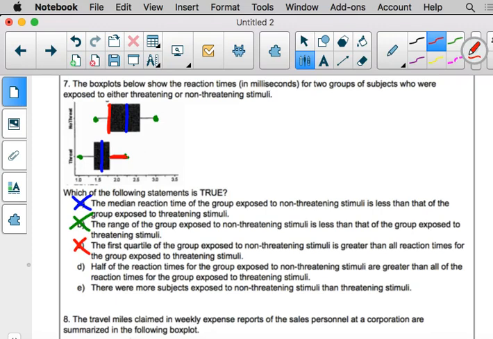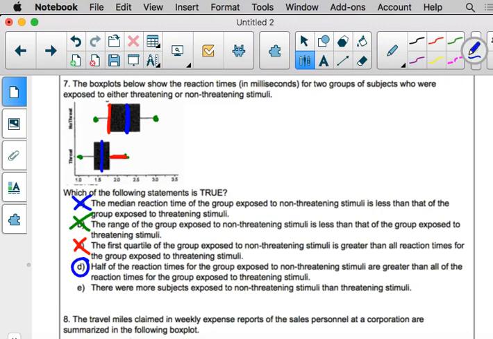Half of the reaction times for the group exposed to non-threatening are greater than all of the reaction times. Well, this time half is referencing the median. And I'd say that's true. Notice the median for the non-threatening group is greater than all of the ones for the threatening group. So I would say here D is true. Now, even if you think it's D, again, you're going to have enough time to go back and really check your answers. Think about your answers.